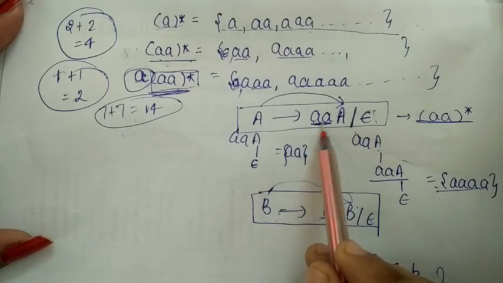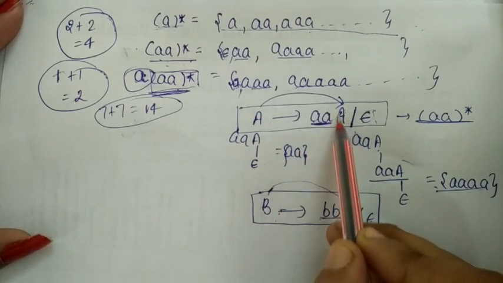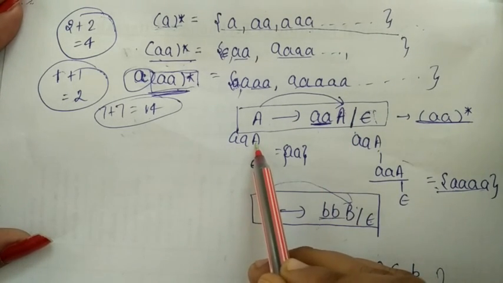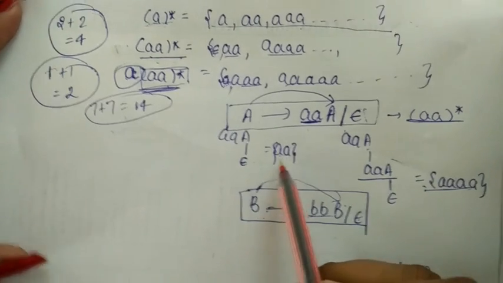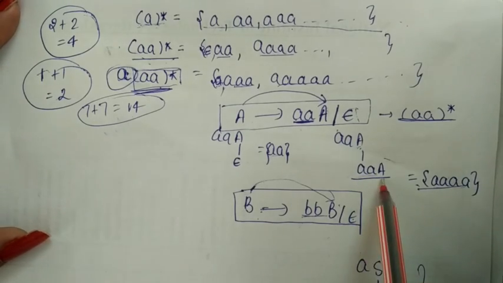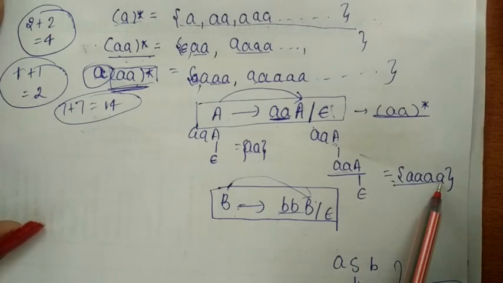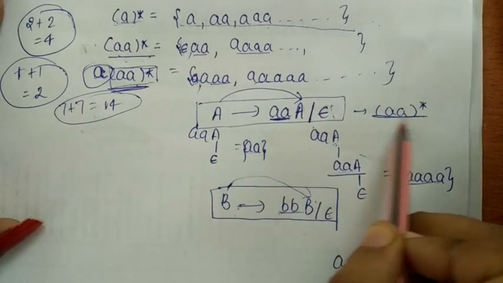We require 2 a's, then we can take repetition of a. If we replace this repetition by epsilon, then it will generate 2 a's, and if we replace this repetition by itself and then again by epsilon, then it will generate 4 a's, and so on. So this is the grammar for even number of a's.